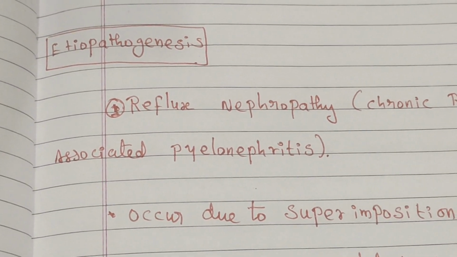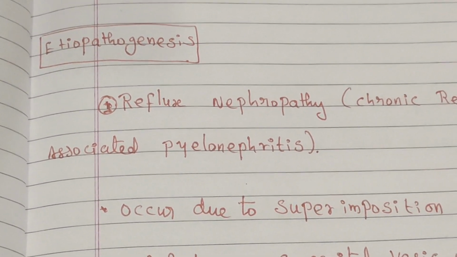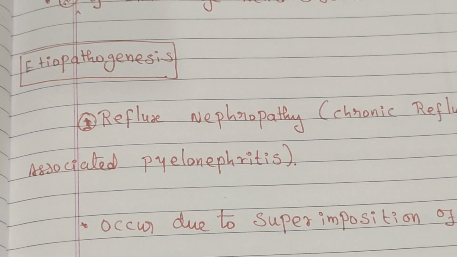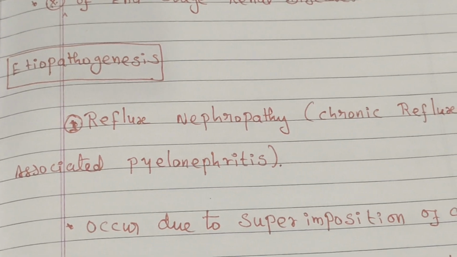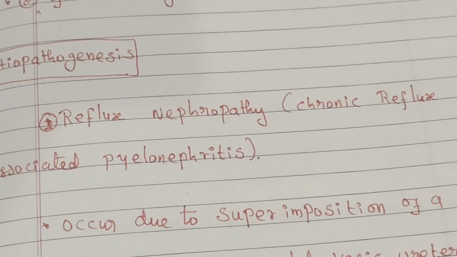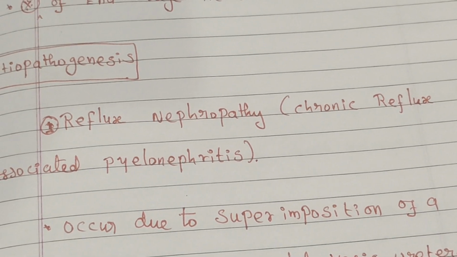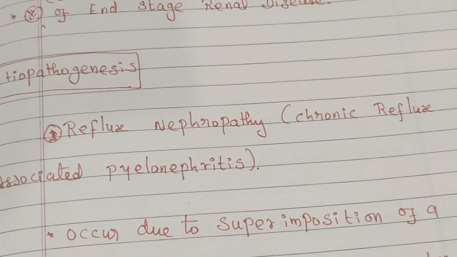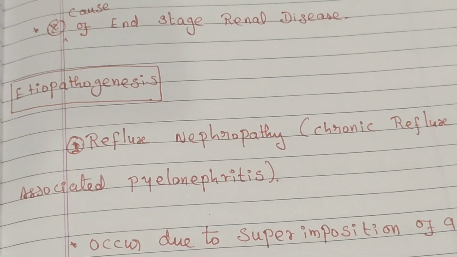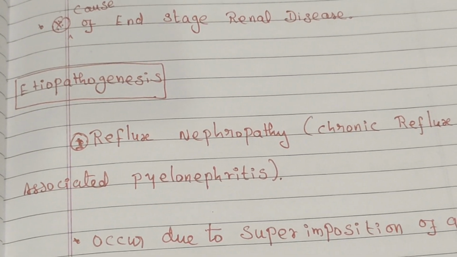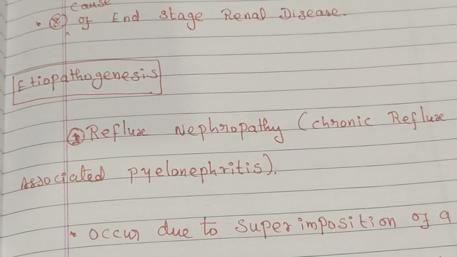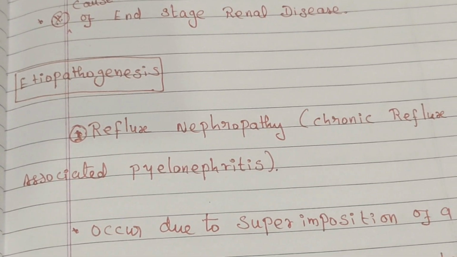Next, etiopathogenesis of chronic pyelonephritis. The main cause is reflux nephropathy, that is chronic reflux-associated pyelonephritis. This reflux nephropathy is the most common cause of chronic pyelonephritis.